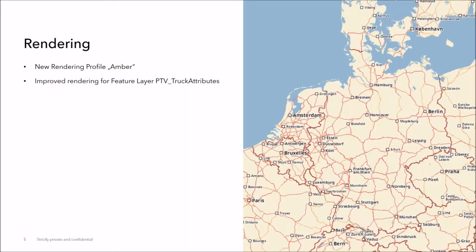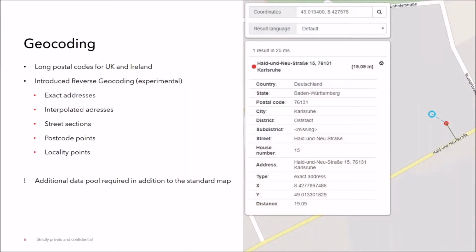And now I'm going further to geocoding. In the 2.11 release, we first introduced the long postal codes for UK and Ireland. So we're now providing long postal codes in forward geocoding, and we introduced a reverse geocoding method for the first time, which is currently experimental. I hope all of you know what experimental API means. If not, there's a description in our manual as well.